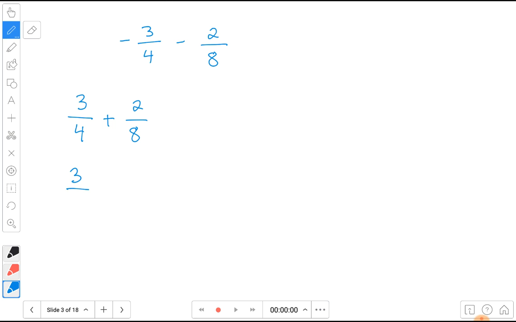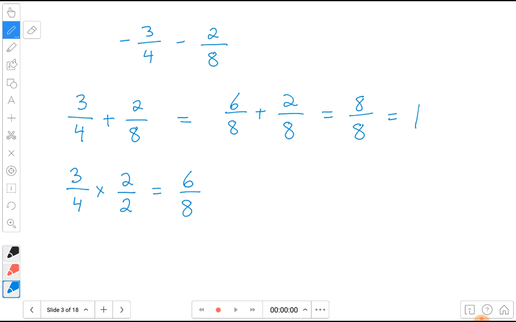So for 3/4, I want a fraction with 8 on the denominator. I need to multiply 4 by 2, so I need to multiply the numerator by 2. 3 times 2 is 6. And like I said, this one's already in eighths. Now we can rewrite this. 3/4 is 6/8, and we're going to add 2/8. So 6/8 plus 2/8 is 8/8.